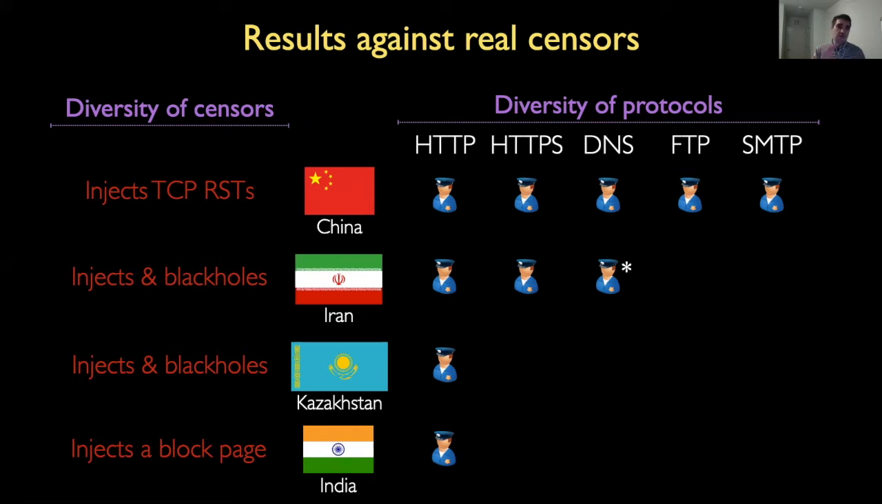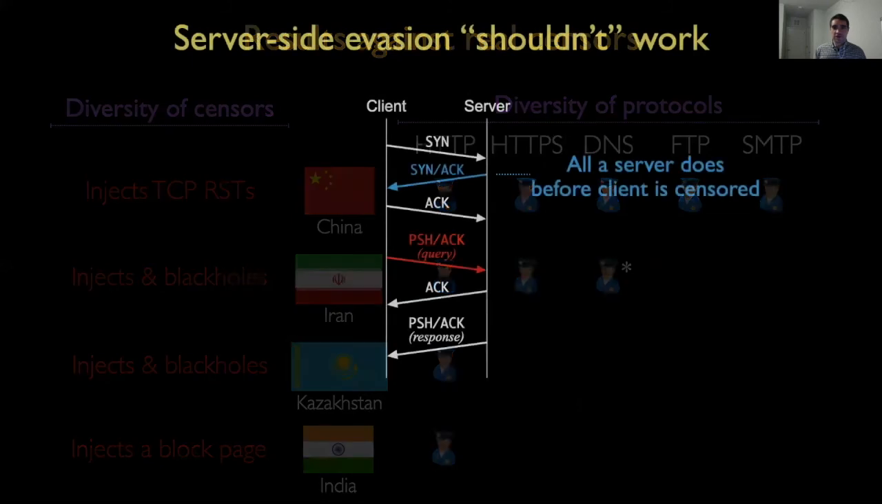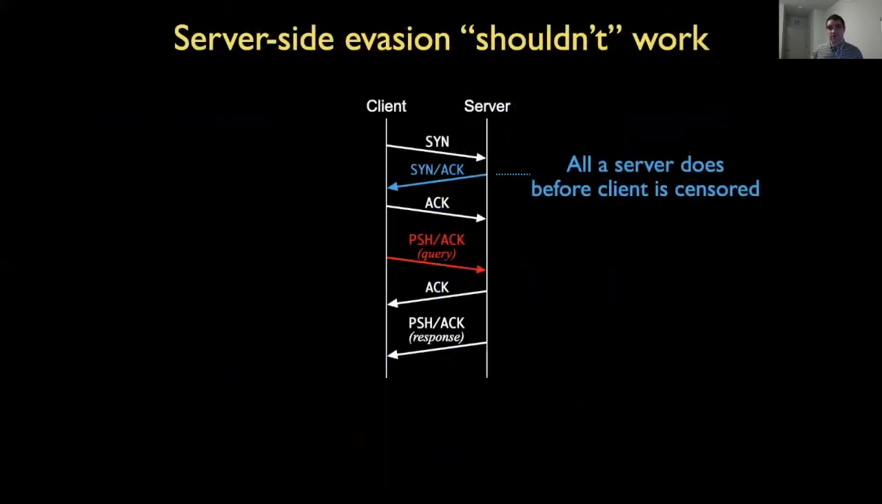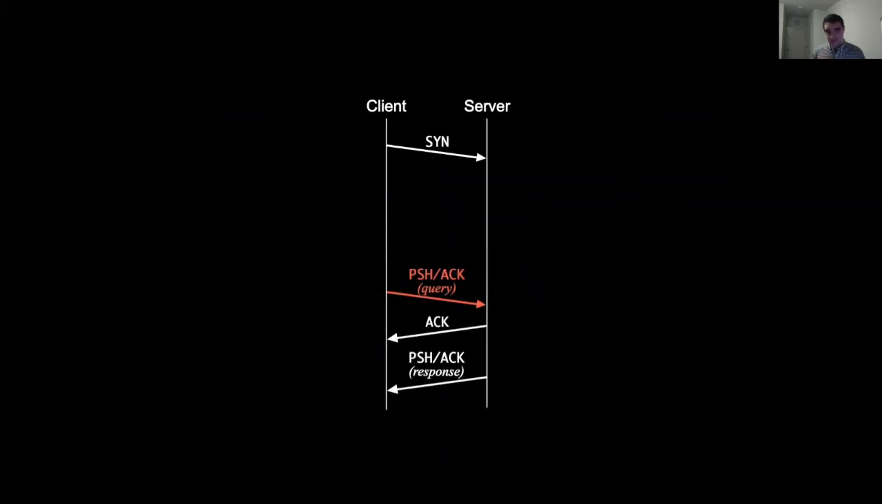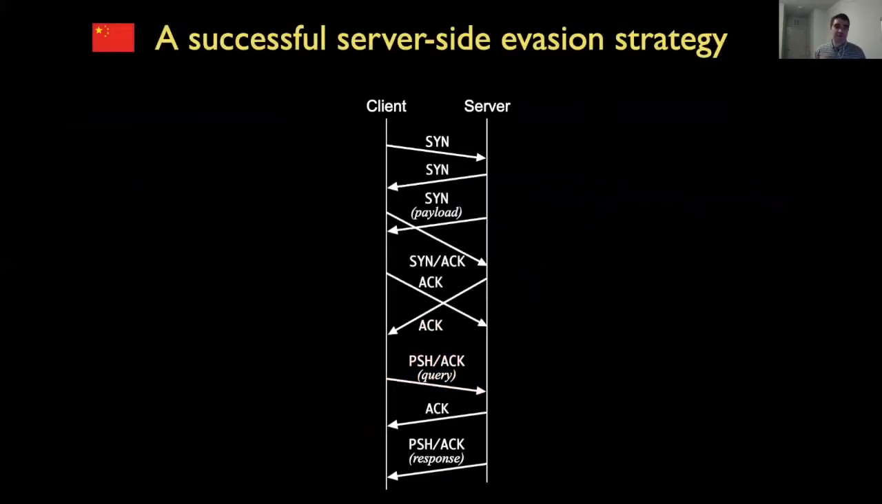So recall that despite this breadth, server-side evasion shouldn't work in the first place, right? All a server does in all of these cases before getting sensors is send a SYNACK. And in all these cases, it's unable to influence the connection past the SYNACK. But despite this, Geneva found strategies, and here's one of them. So here's the first example of a successful server-side evasion strategy. This one works in China, and there's a lot going on, so I'll break this down.